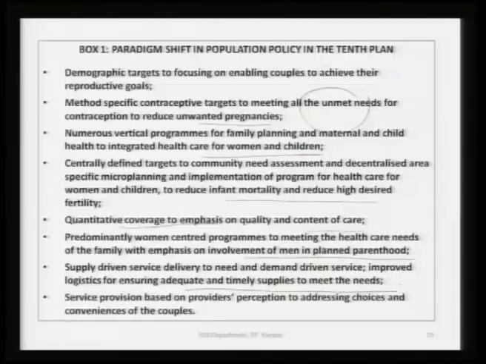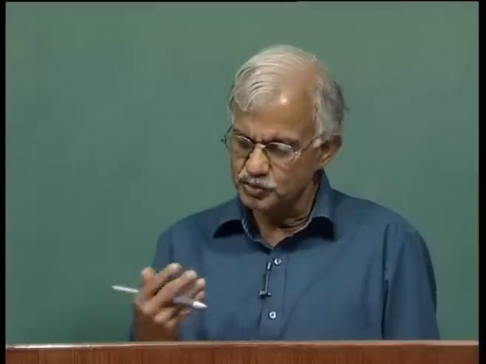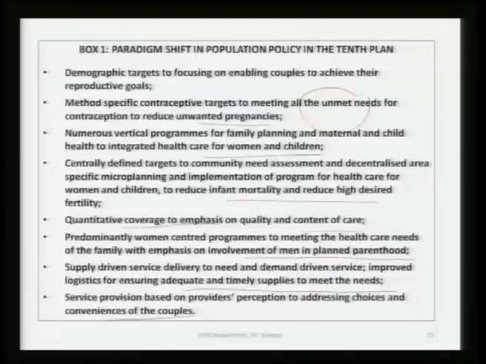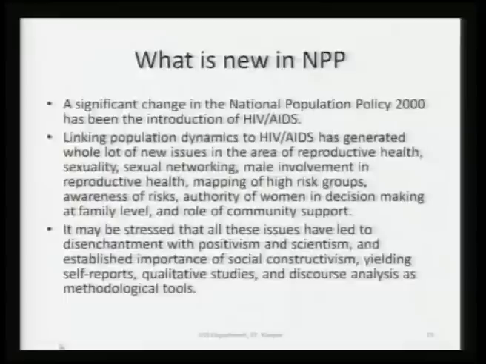So, from supply to demand. Supplies, in the sense of facilities, will be improved, but the program must cater more to needs and conveniences of the couples rather than to philosophical, political and demographic ideas of the planners or providers. Not providers, the couple should decide what should be done. So, what is new in NPP? There are several new things in NPP 2000.